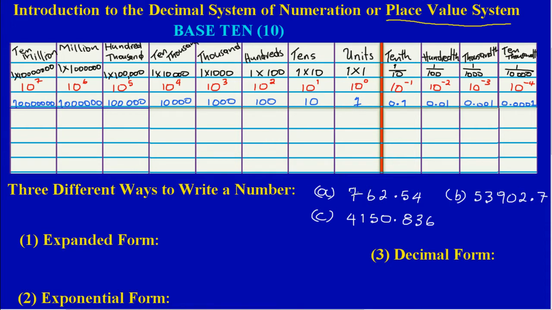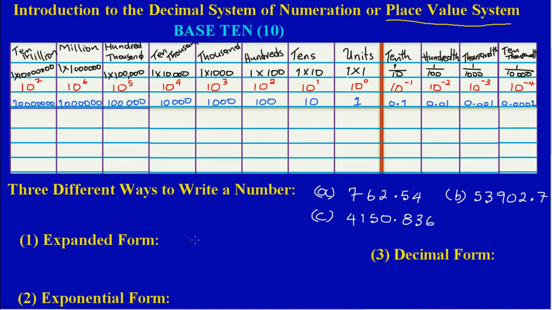First, we're going to be looking at part A. And in part A here we have 762.54. So let's look at how we write this number in expanded form, which is the first form here. If you notice, when a number is written in the expanded form, here it is always times the column that it is in. For example, units mean 1, so we have a 1 times 1. In the tens column we have a 1 times 10. In the hundreds column we have a 1 times 100.